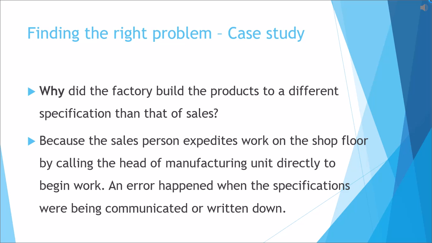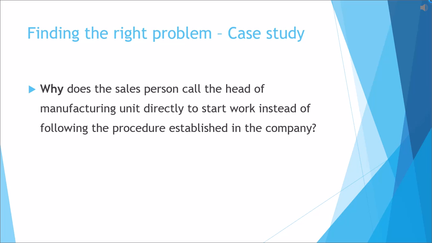The next answer which came up is that the salesperson, who was trying to expedite the production of the product, directly called up the factory head to explain the specification of the product. That means the specifications for a product were given on a telephonic call. There was no written communication. Because of that, there was an understanding problem. So naturally, the question which will come to your mind is, why did the salesperson give oral instructions to the factory head?